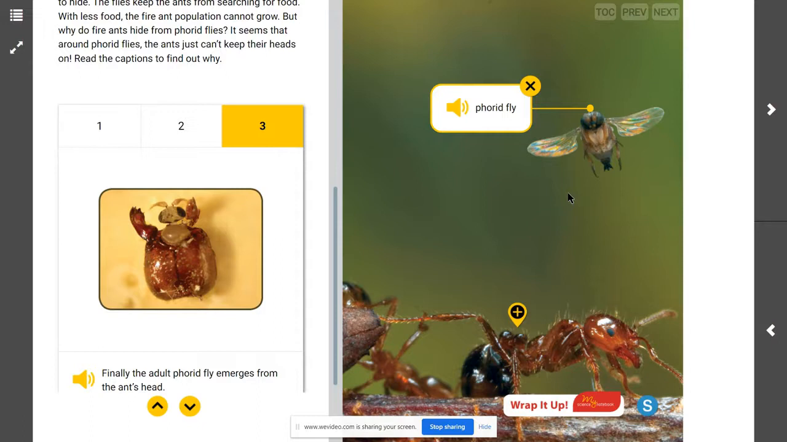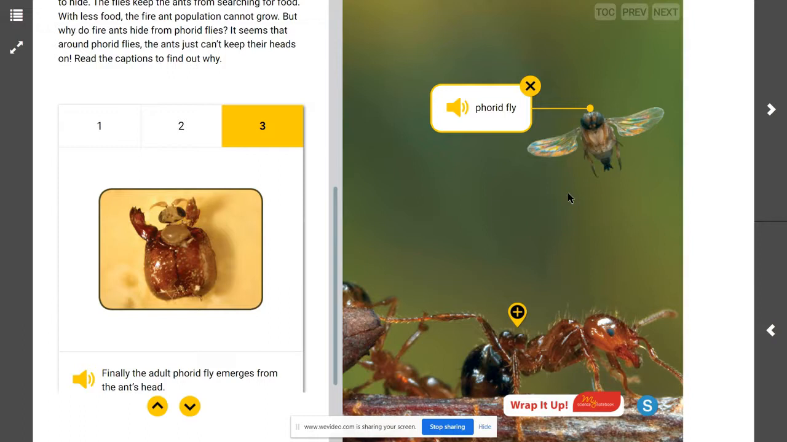Well, it's going to control the red fire ants because it's going to parasitically attack them, lay eggs in its body, and then pop its head off. They're going to die. The red fire ants are going to become in check, in balance. But what about the phorid fly? Are they now the invasive species that we have to worry about?